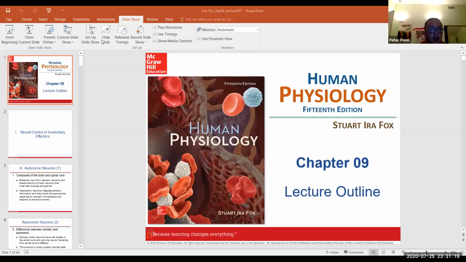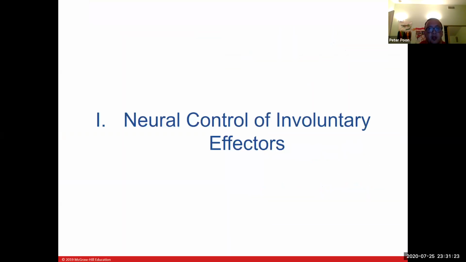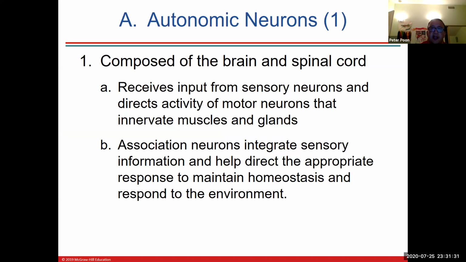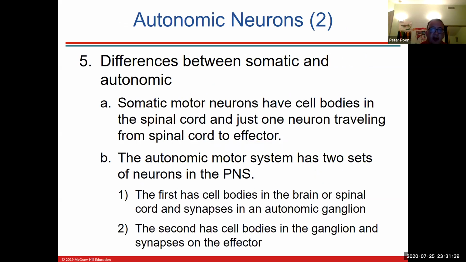All right, so on to chapter 9. The neural control of involuntary effectors. So now we're looking at the involuntary nervous system, also known as the autonomic nervous system. So the difference between autonomic and somatic.